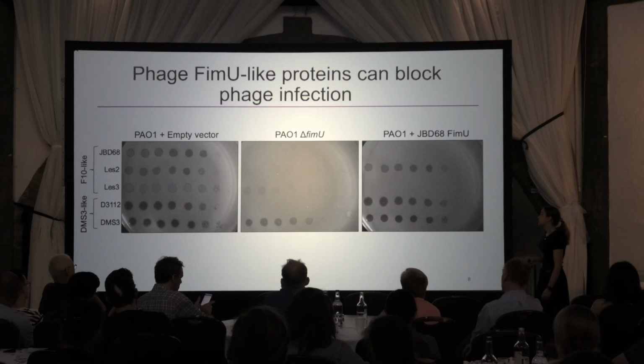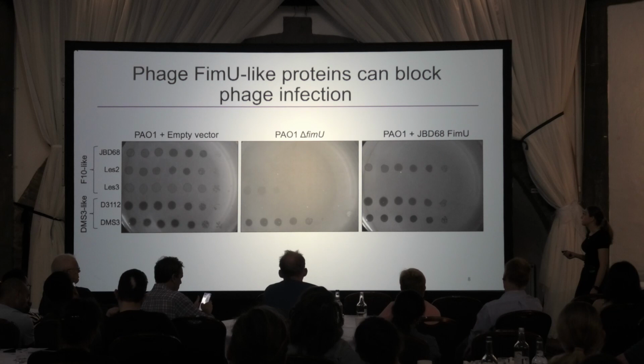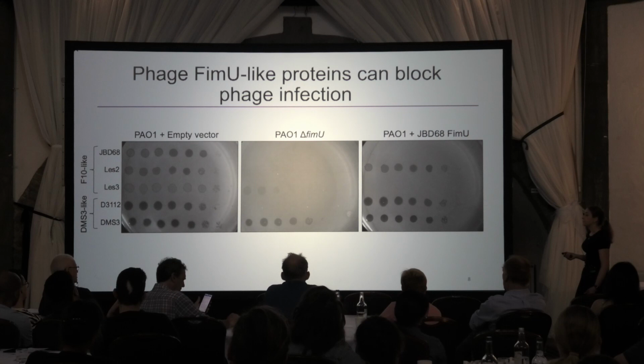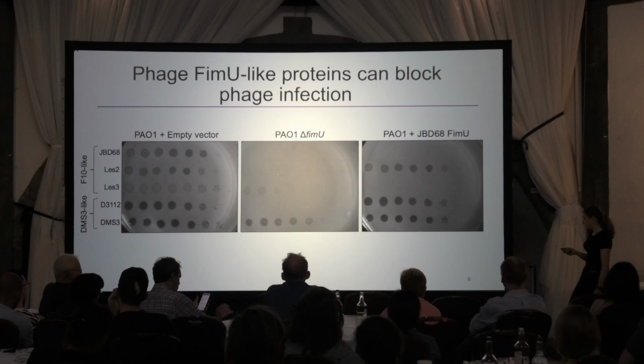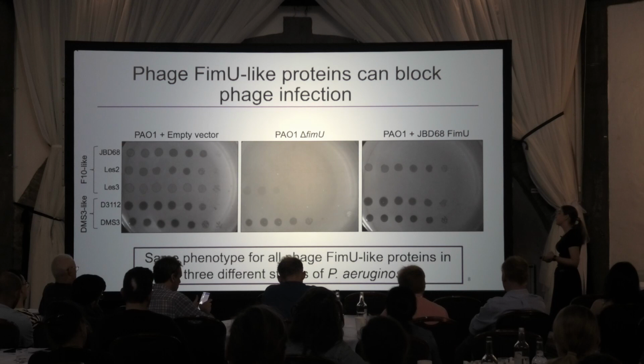Now, when I expressed the phage FIMU-like proteins in PAO1, what's really interesting is that the F10-like phages, JBD68 and LES3, are blocked, whereas LES2 and its DMS3-like phages are able to infect. And this is true for all the different phage FIMU-like proteins across 3 different strains of Pseudomonas aeruginosa.